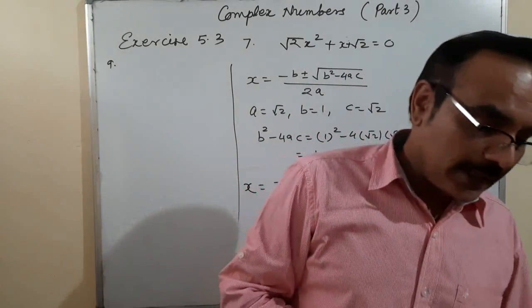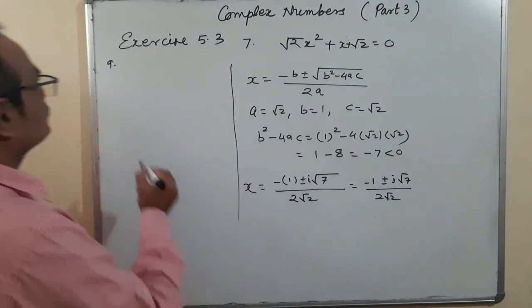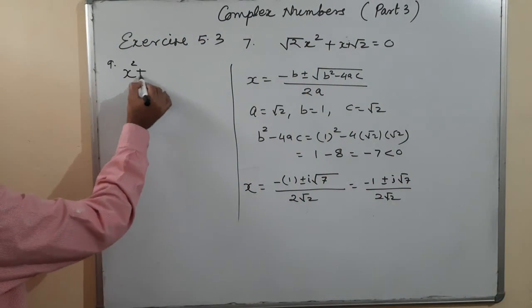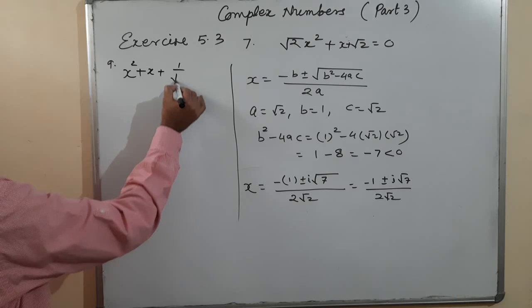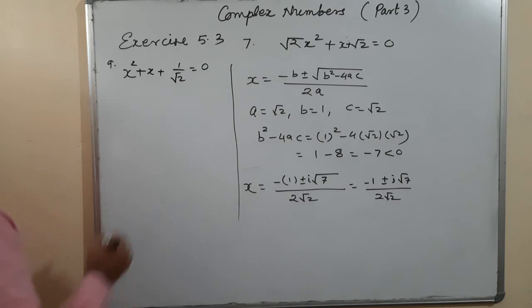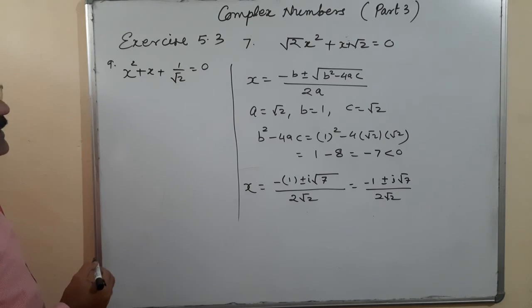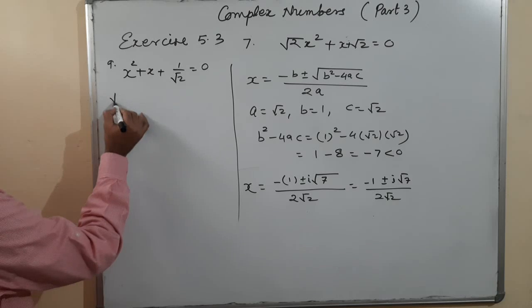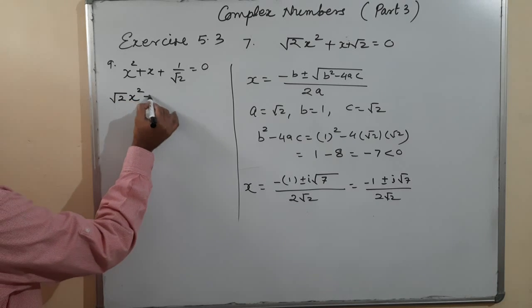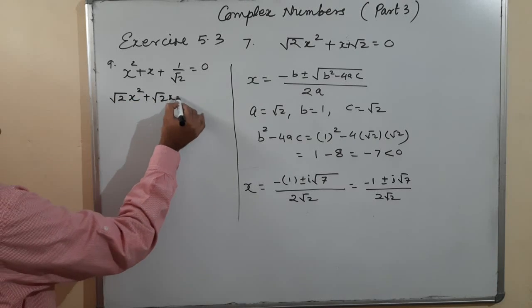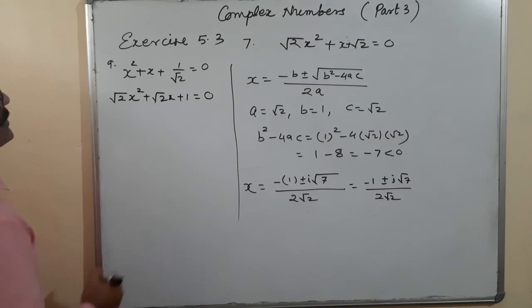Question 9 is x square plus x plus 1 upon root 2 is equal to 0. So we can arrange it in a simpler form, that means multiplying by root 2. So it becomes root 2x square plus root 2x plus 1 is equal to 0.